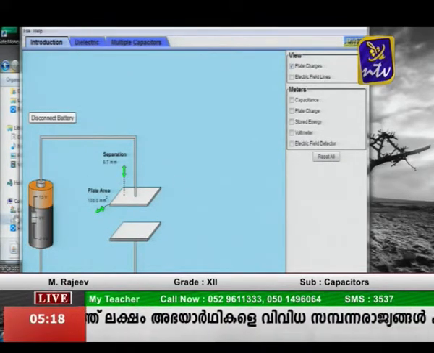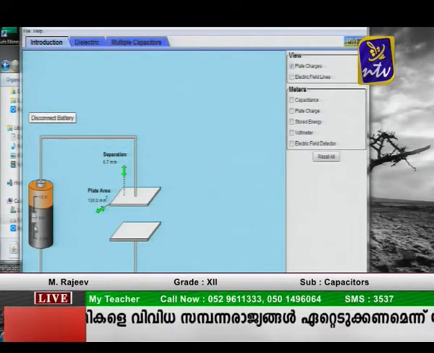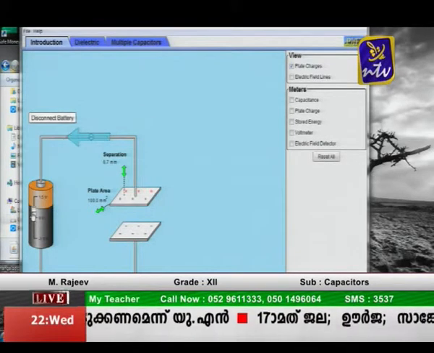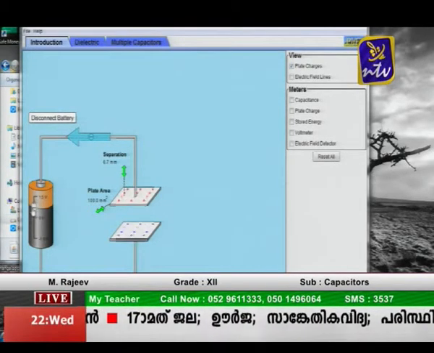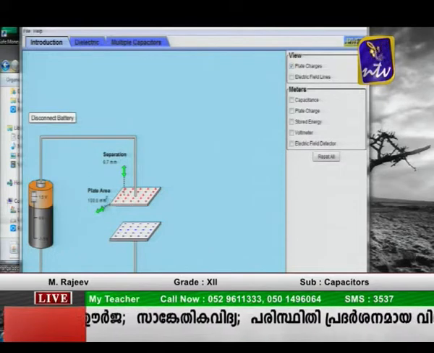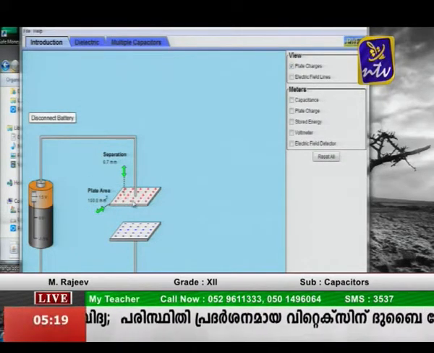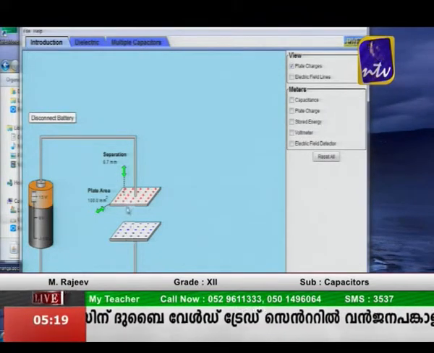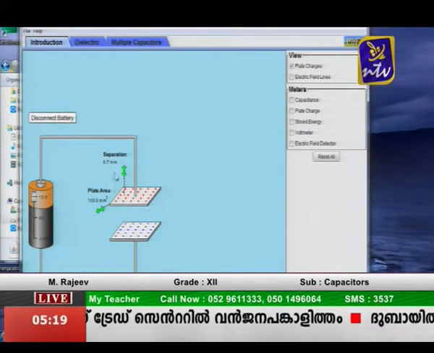So, we can see on the screen a battery connected to the plates, but 0 volt only is supplied. All right. So, now if I increase the voltage, you can see one thing. See, if I am supplying 1.5 volt, you see how much charge is stored over there. So, this is positive, it is negative. So, there is an electric field set up between the two plates.